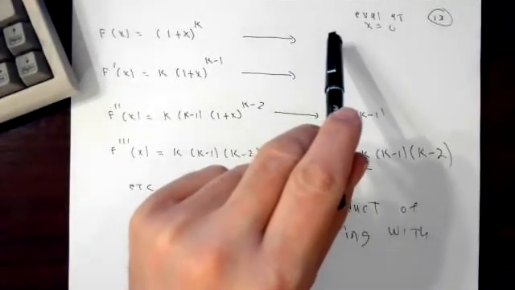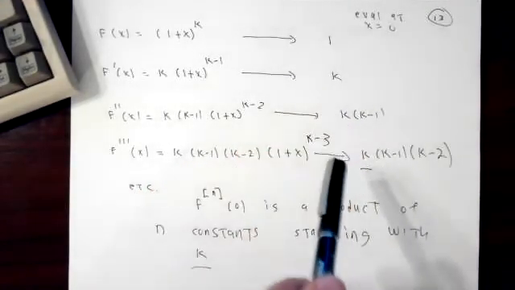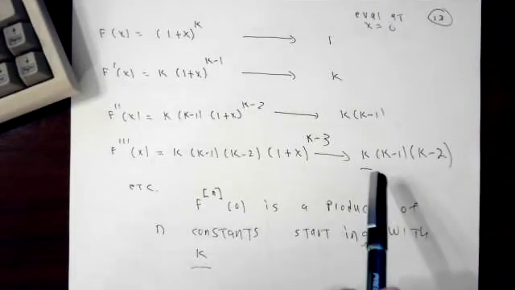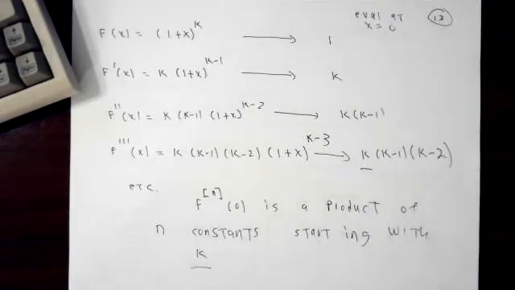My constant term is going to be 1. The first derivative is going to be k. The second derivative is k times k minus 1. The third derivative is k times k minus 1 times k minus 2. I think it's probably clear that the next derivative is going to be k times k minus 1 times k minus 2 times k minus 3. So the constant term is going to be 1.